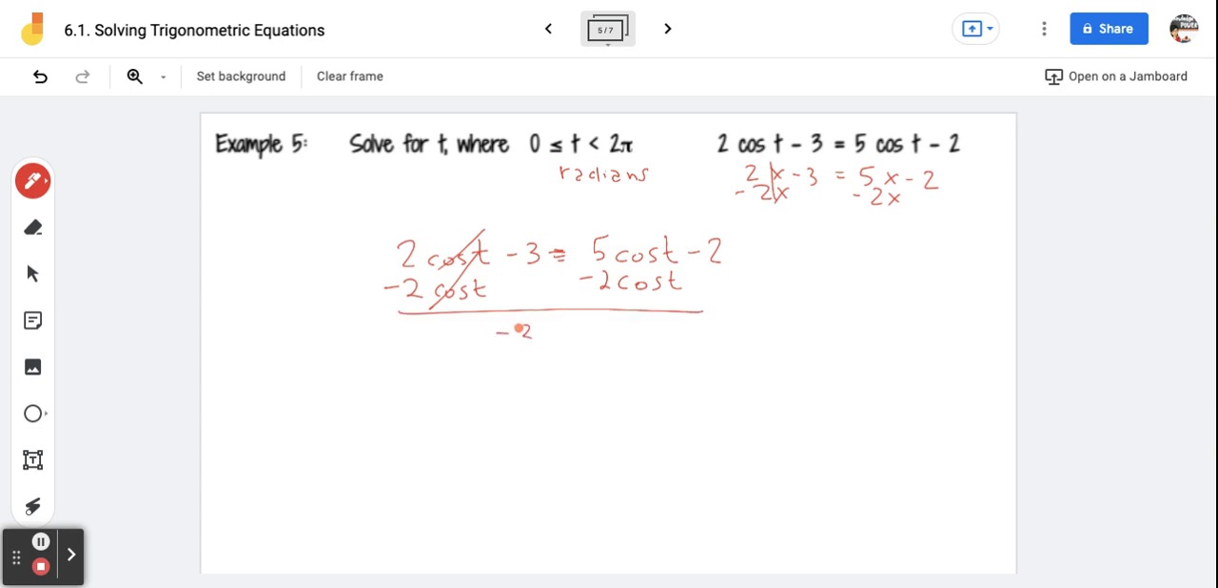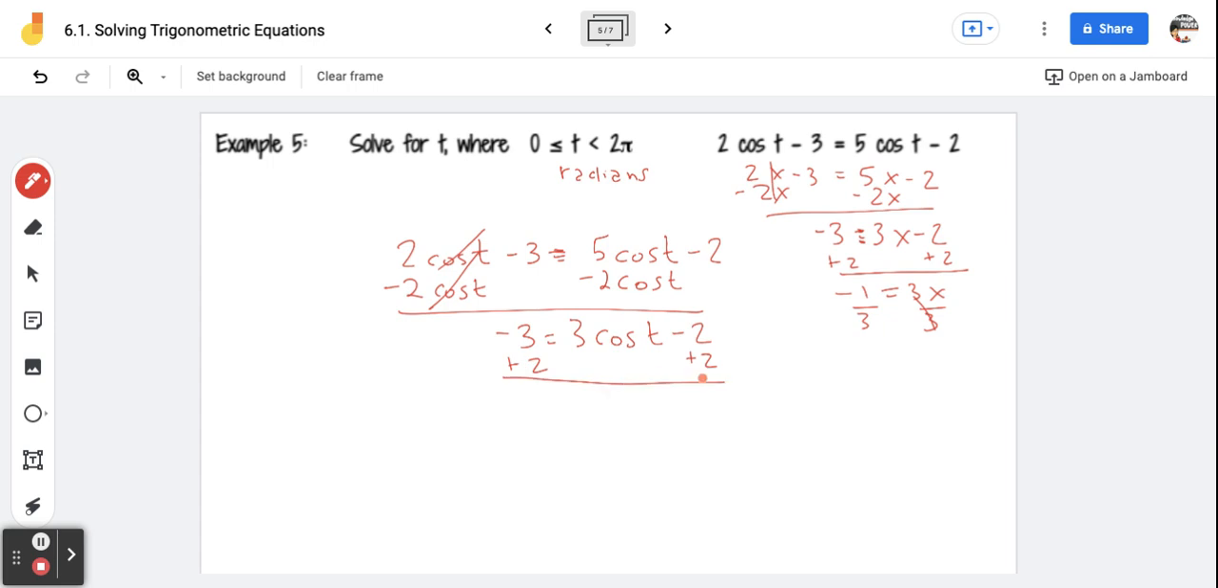All right, so I have negative 3 equals 3 cosine t minus 2. At this point I have negative 3 equals 3x minus 2. So then I'm usually trying to isolate x, the variable, so I'm going to add 2 to both sides, and then I'm going to divide by 3. So x would be negative 1/3. Same thing, it's just that we're solving for the trig function. So I have 3 cosine t equals negative 1, divide, so cosine t equals negative 1 over 3.